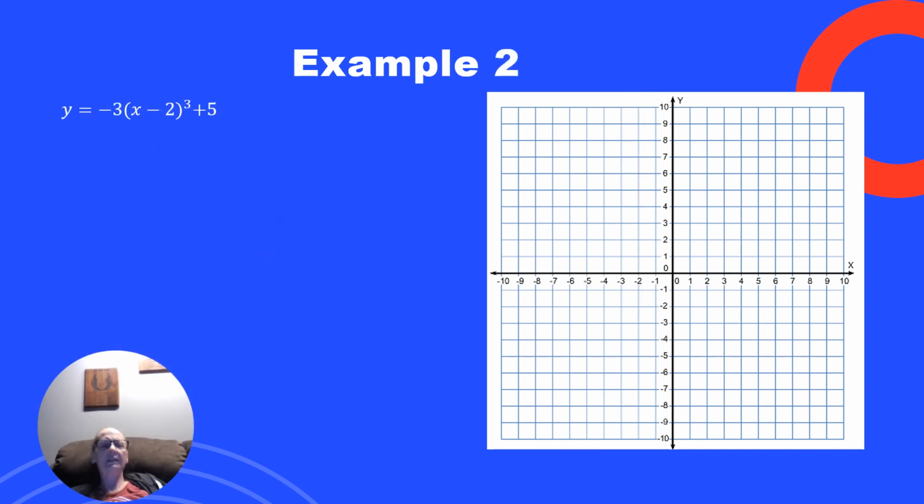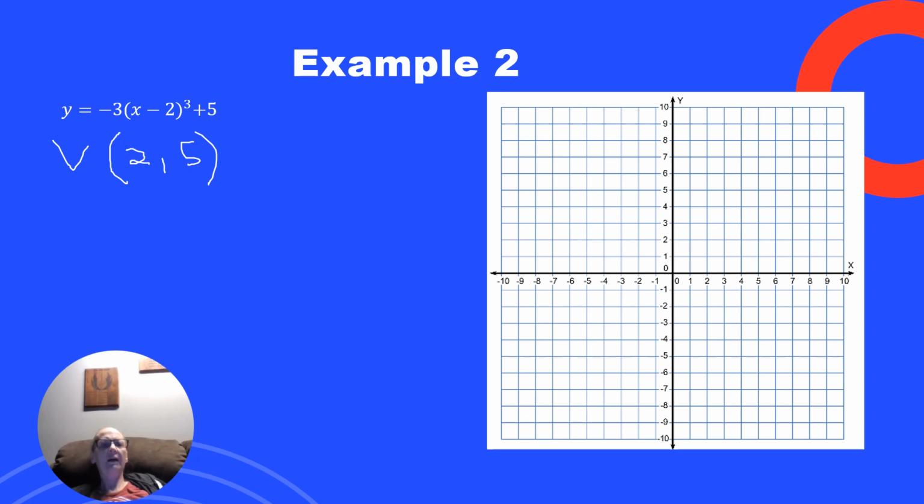All right, our second example is pretty much the same as the first, except I had that number up front, which means I have a multiplier involved, so I want to deal with that as well. So I'm going to start with my vertex. What makes the inside of the parentheses 0 is 2. What's sitting outside the parentheses at the end is 5. So my vertex is 2, 5.